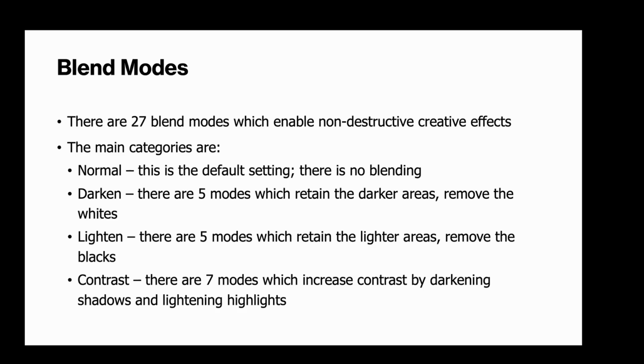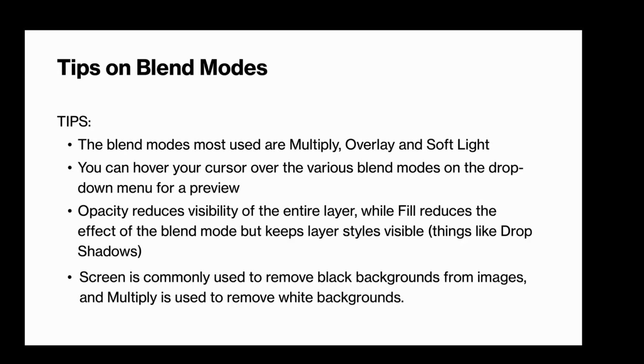And don't worry about remembering all of this. It's really just quite fun actually to go down the list and just try them all till you find something that you like the look of. A few tips. The most commonly used blend modes are multiply, overlay, and soft light. But please go down. You never know what something can give you on a particular texture. You can hover your cursor over the various blend modes on the drop-down menu for a preview. While your image is up, just go down with the arrow and you can get a quick look at what it's going to look like.